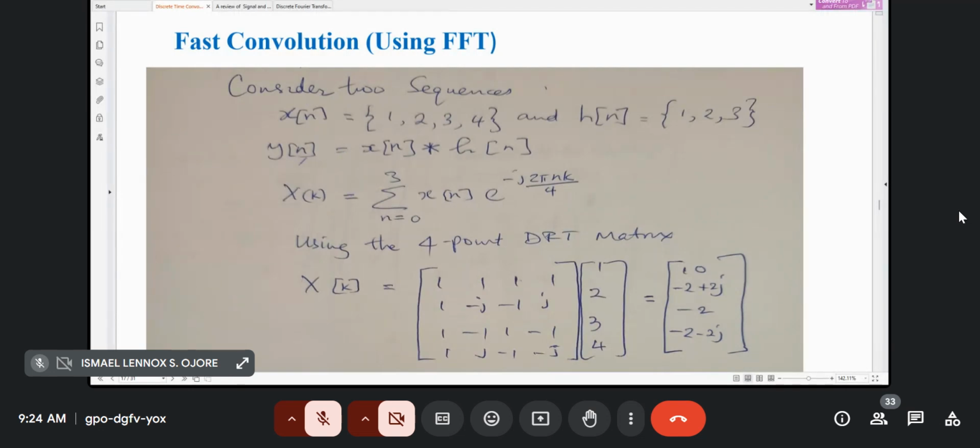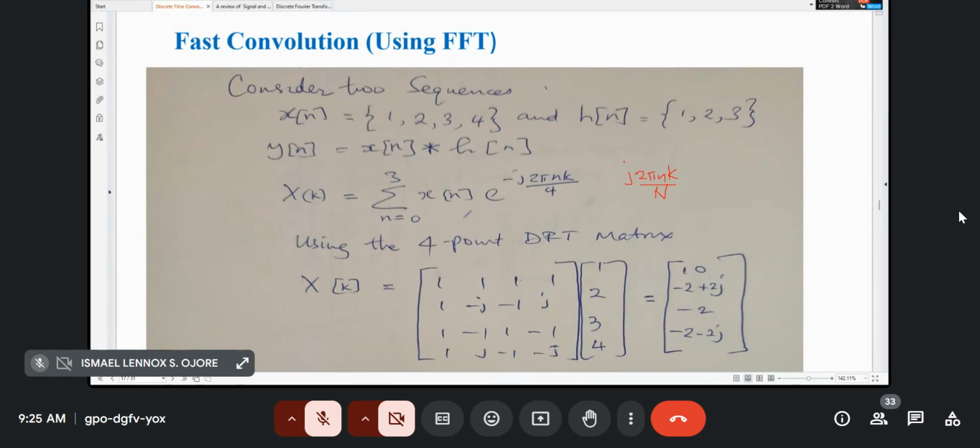Yeah. So here we have x of n is 1, 2, 3, 4, and h of n is 1, 2, 3. And then we want to do y of n, the convolution. Of course, the general formula is x of k is the sum of x of n e to the j 2 pi n k over N.